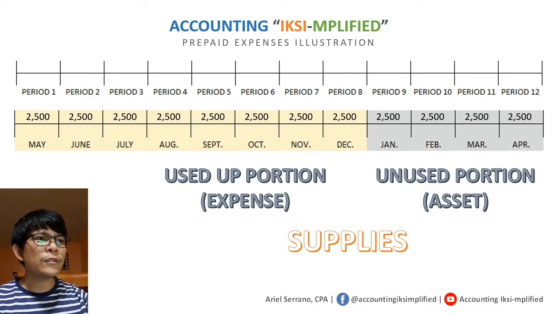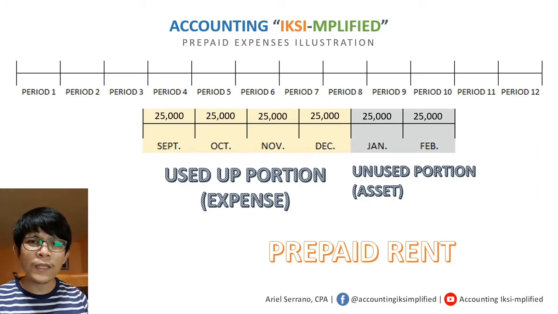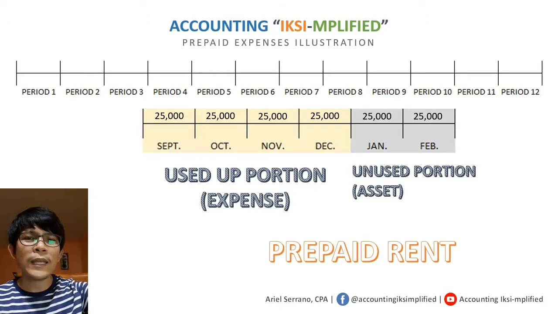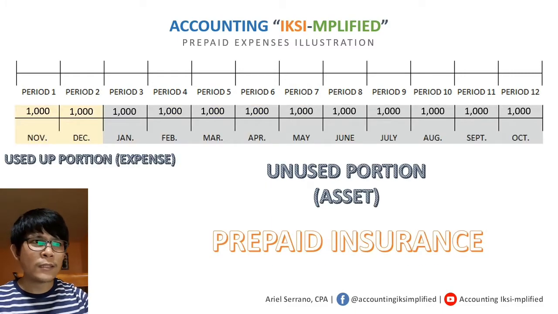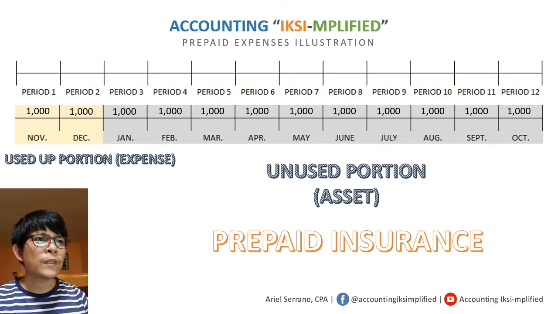If you look at the prepaid rent, the only difference is that it's just 6 months. From September to December, you have 4 months already utilized, and it's 25,000 per month. So 25 times 4, that is our expense. And the balance, 25 and 25, is our asset, prepaid rent. And so it is with your prepaid insurance. The only difference here is that the unused portion is larger because we started on November 1. Only 2 months were used out of the 12 months. It's 1,000 per month because the policy is 12,000.